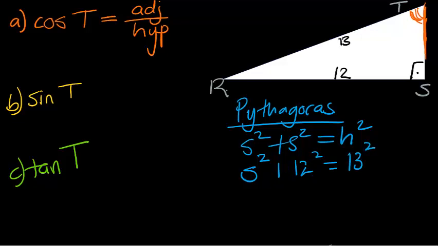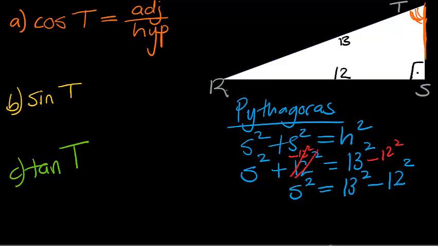So in order for me to calculate this, I am going to say minus 12 squared on both sides. So S squared is equal to 13 squared minus 12 squared. I hope that makes sense to you. What did I do? I said minus 12 squared on this side, minus 12 squared on this side, and I did that in order to get S squared on one side alone because I am solving for S.